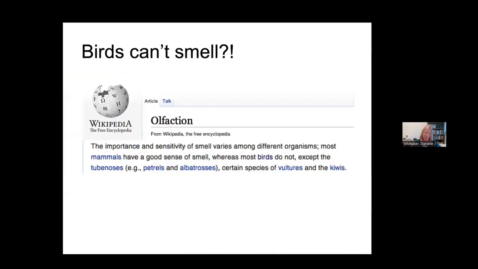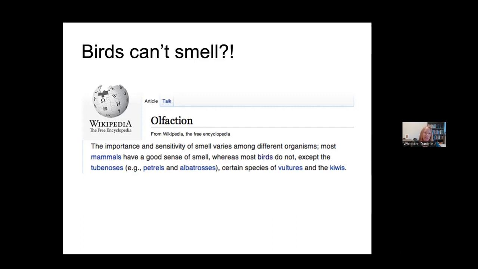So birds, again, have long been thought to be an exception to the idea that every living creature has a sense of smell or some way to sense chemicals. I haven't checked in a few weeks, but every time I check this Wikipedia article on olfaction, the sentence is still there, saying most mammals have a good sense of smell, whereas most birds do not. And then it lists a few exceptions to this supposed rule: some seabirds, vultures, and kiwis, which have long been accepted as an unusual example of a bird that uses a sense of smell.